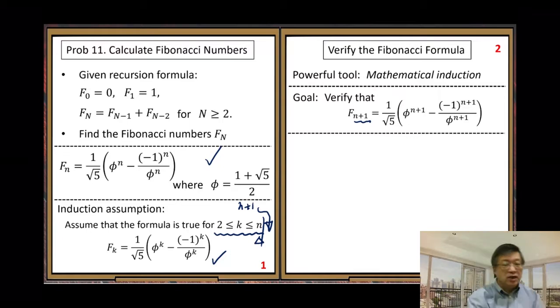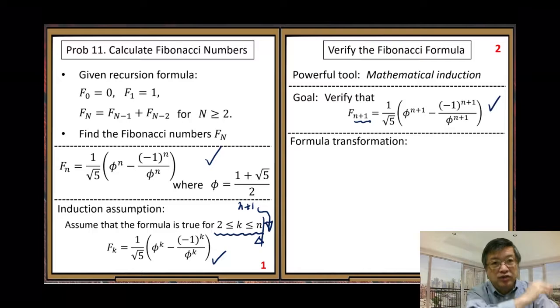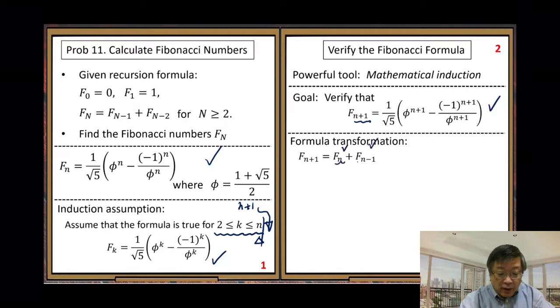That's the logic. So let's do the work here. Formula transformation. To prove this formula, let us start from our recurrence relation. This is our recurrence relation, so it must be true. Then, because f sub n and f sub n minus 1, both subscripts fall into the range, we can apply the induction assumption on these 2 terms.